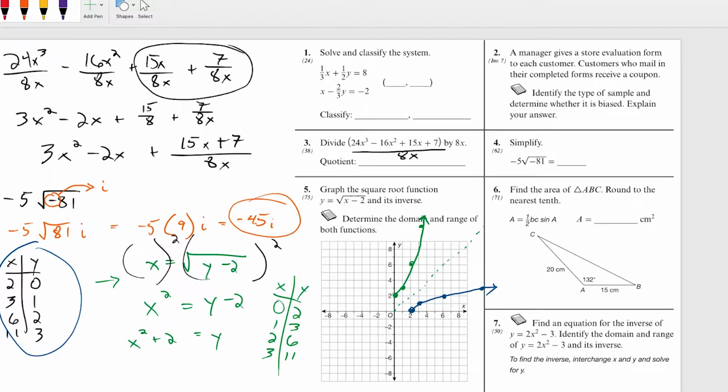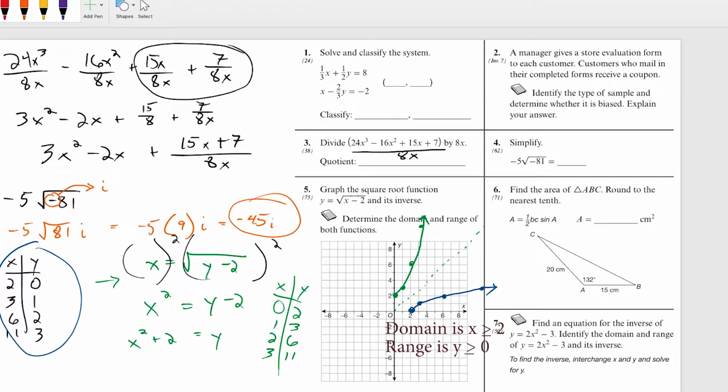And don't forget the domain and range, guys. For the original equation, y equals square root of x minus 2, remember the domain are the x values. So look at the blue equation. Where does x start? It starts at 2. Anything less than 2 is going to give you a negative number underneath the radical, and that's no bueno. Okay, so your domain is x is greater than or equal to 2. Your range starts at 0 and goes on forever. So your range is y is greater than or equal to 0.